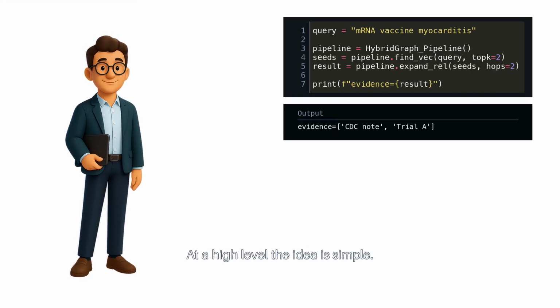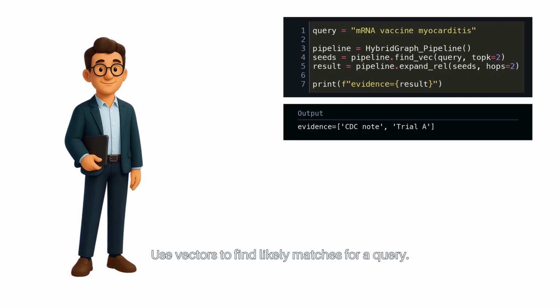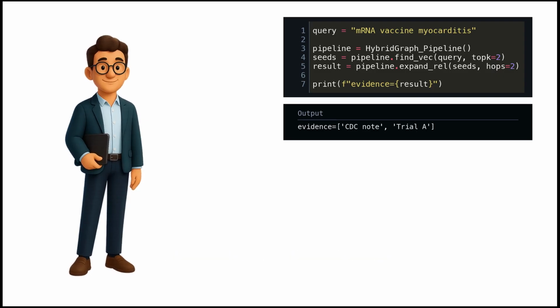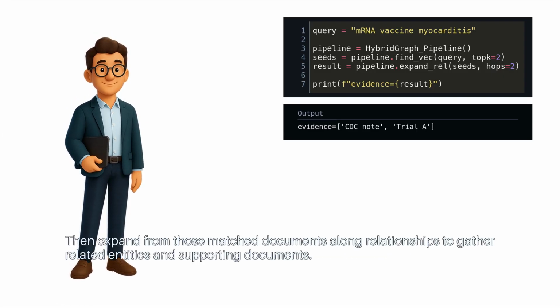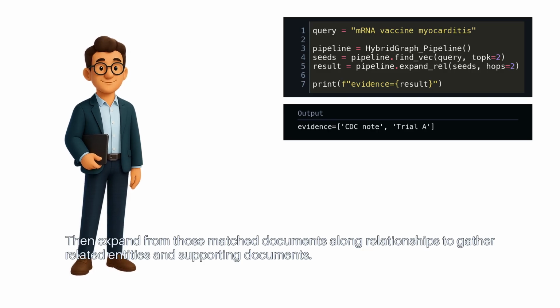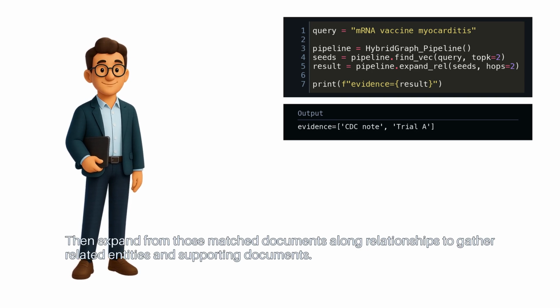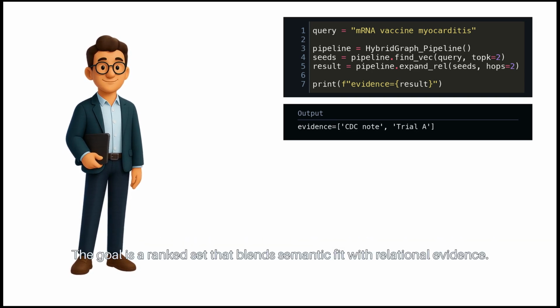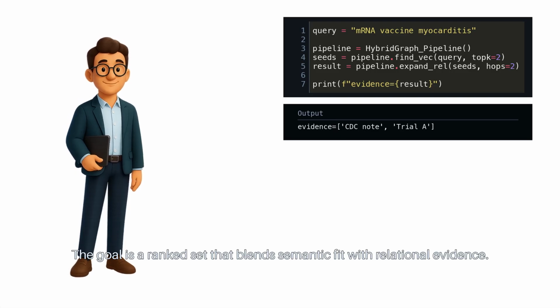At a high level, the idea is simple. Use vectors to find likely matches for a query. Then expand from those matched documents along relationships to gather related entities and supporting documents. The goal is a ranked set that blends semantic fit with relational evidence.